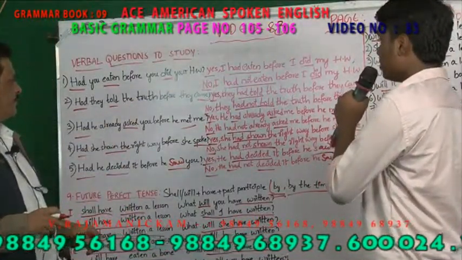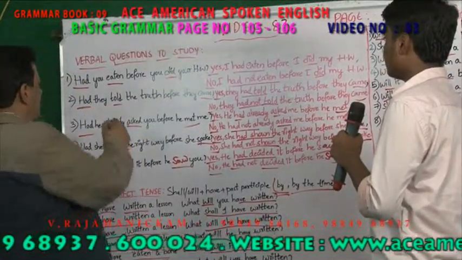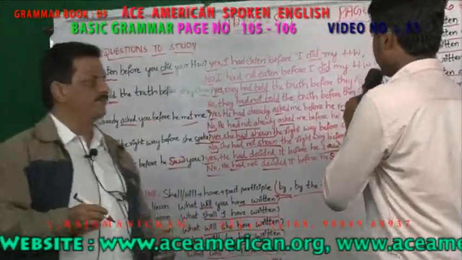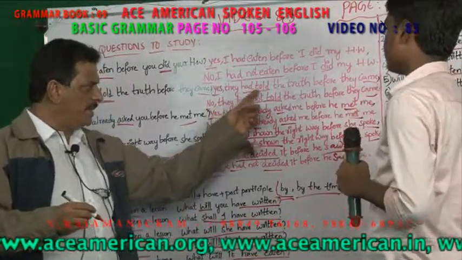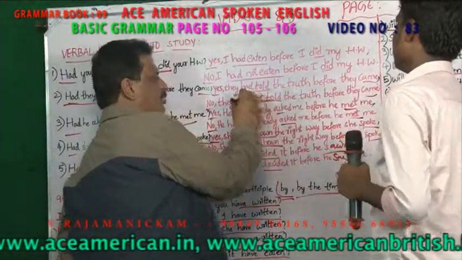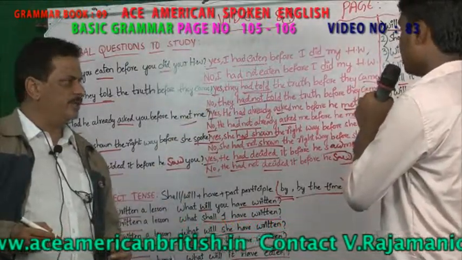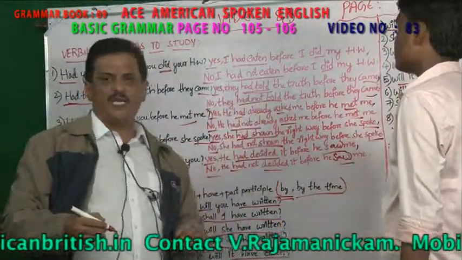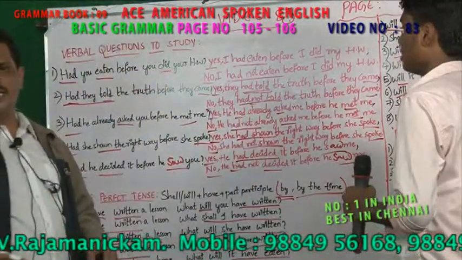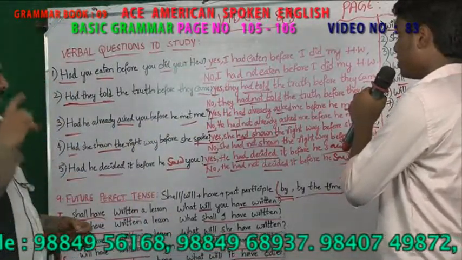அடுத்தது, had they told the truth before they came? அவர்கள் வருவதற்கு முன்னால் உண்மையை சொல்லி இருந்தார்களா? So முன்னாடி நடந்தது told சொன்னார்கள், இரண்டாவது நடந்தது came. பதில் என்ன? Yes, they had told the truth before they came. ஆமாம் அவர்கள் உண்மையை சொல்லி இருந்தார்கள். இல்லை என்று சொல்கிறது, no they had not told the truth before. இல்லை அவர்கள் உண்மையை சொல்லி இருந்ததில்லை, so had not told என்று போட வேண்டும்.